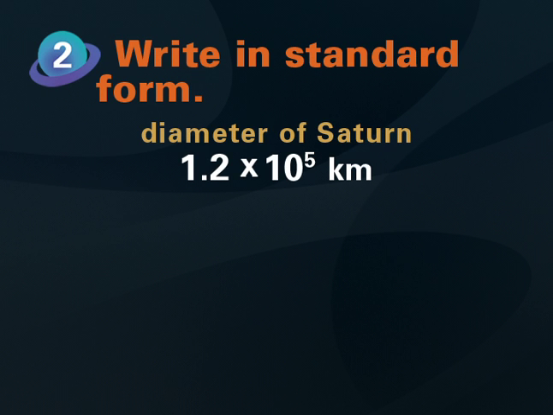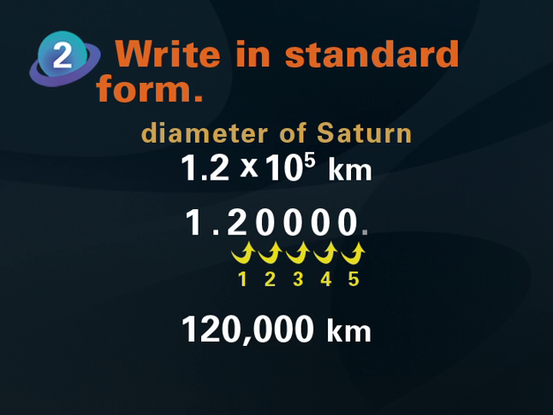In problem 2 of practice set 4, the diameter of Saturn is approximately 1 2/10 times 10 to the 5th power kilometers. Write 1 2/10 times 10 to the 5th power in standard notation. Move the decimal point 5 places to the right. In standard notation, the number is 120,000.